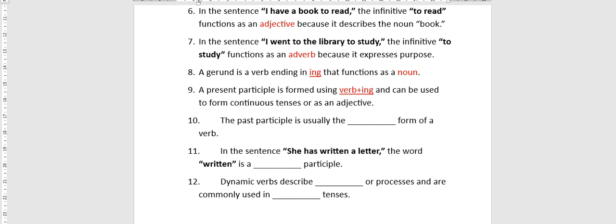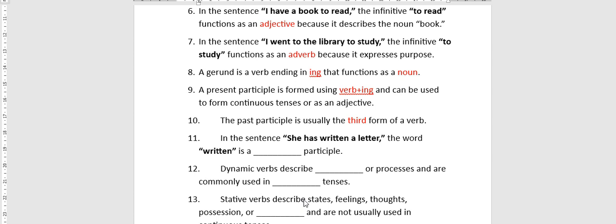Here we go. The past participle is usually the third form of the verb. Okay, in the sentence 'she has written a letter', the word written is a past participle.